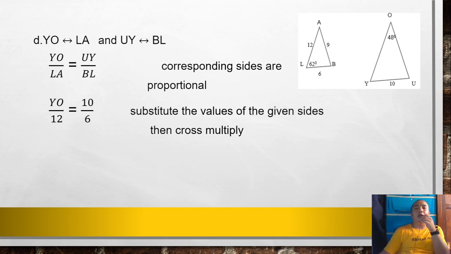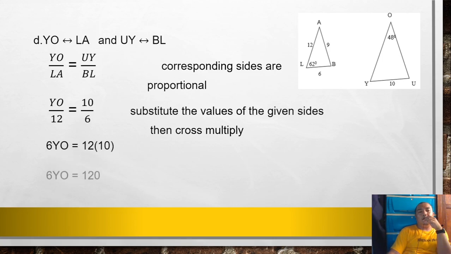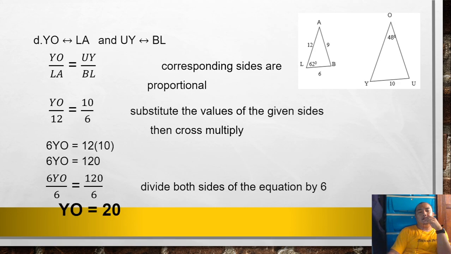10 over 6, I should say. YO over 12 is equal to 10 over 6. This will be our equation to solve for the length of YO. So by cross multiplication, we have 6YO equals 120. 120 divided by 6 is 20. Therefore, YO is 20. How about the length of OU?